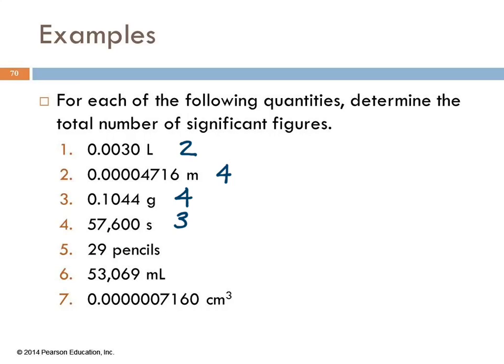29 pencils. I heard a mumble, but I didn't understand it. 2. It's not 2. Infinite. Can you count exactly 29 pencils? Most people can. Andrew, not so much. He's only 5. He gets confused when he gets to 17. But most people can count 29. That's a small enough number, discrete objects.